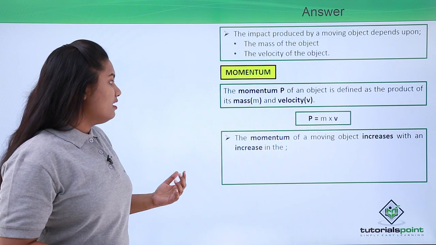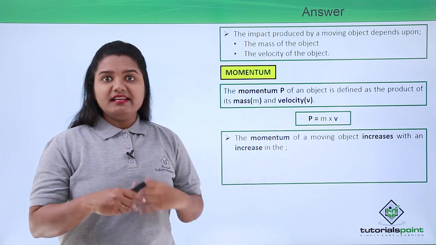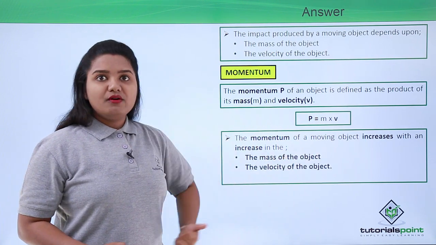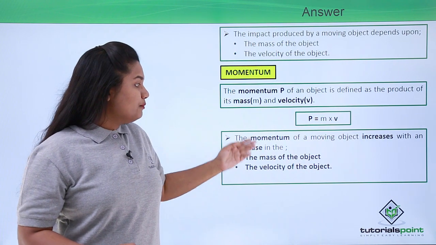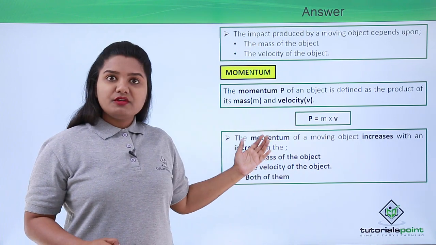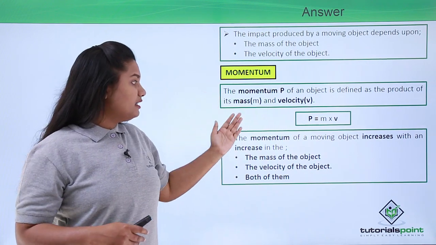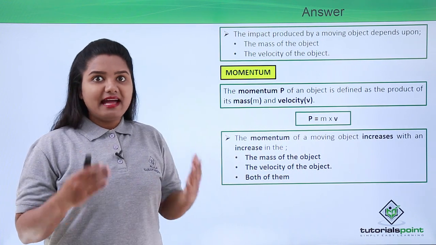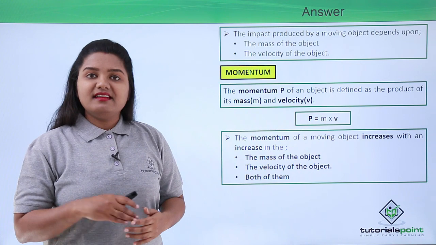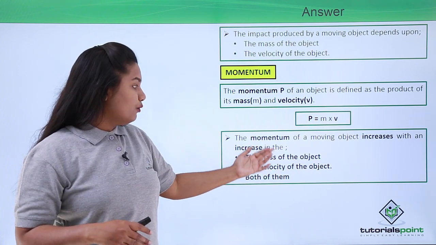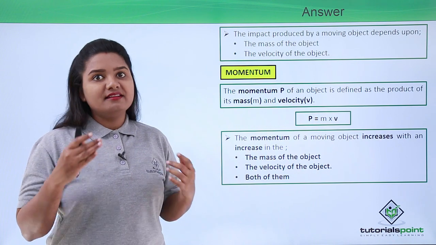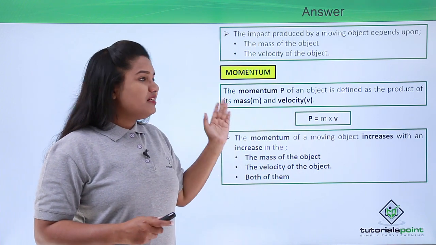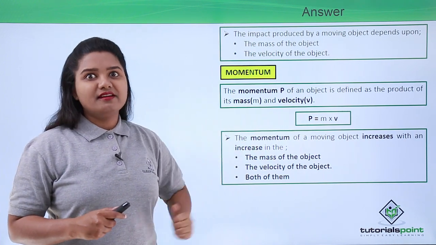Now the momentum of a moving object increases with an increase in the mass of the object, the velocity of the object, or an increase in both of these quantities. So when the mass of an object increases, the momentum that it possesses increases, and when the velocity of the moving object increases, even in that case the momentum that the object has increases. And when there is an increase in both of these quantities, there will certainly be an increase in the momentum that the body was possessing. So with this, we'll try to solve the mystery that is the concern of this video.